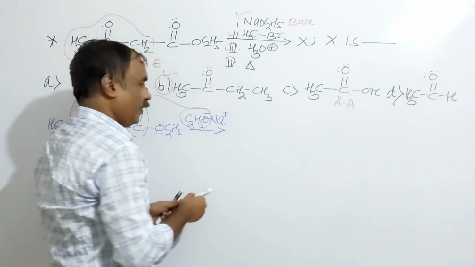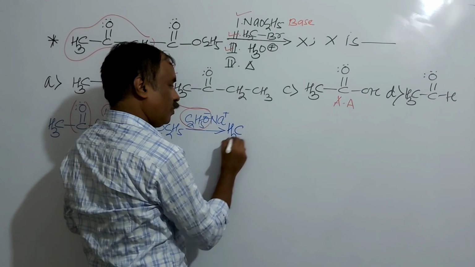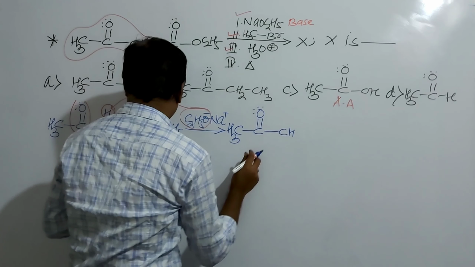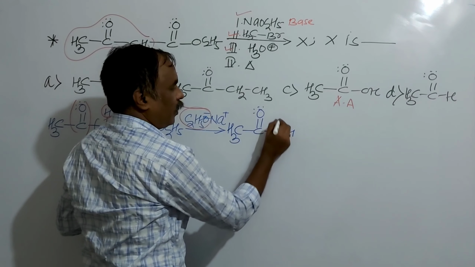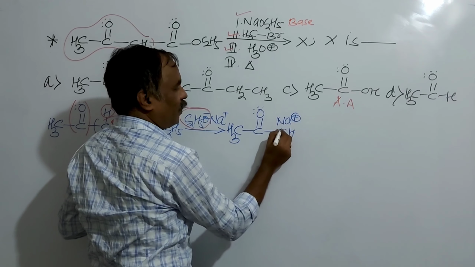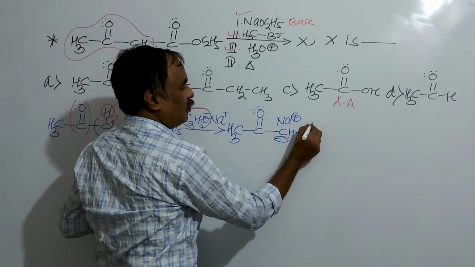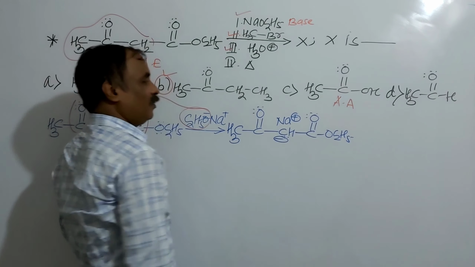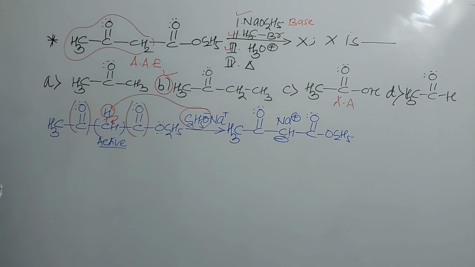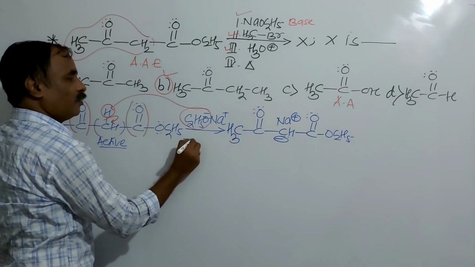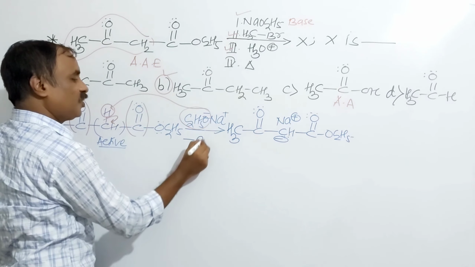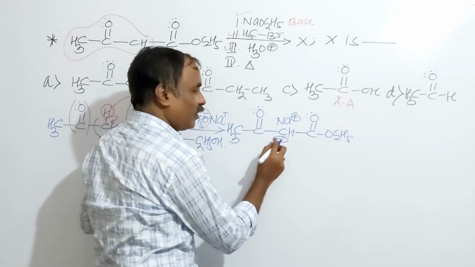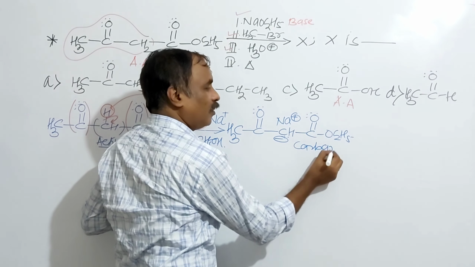And here it is CH3 C double bond O. Now here it is CH minus, Na plus will be here, with a lone pair of electrons, C double bond O, OC2H5. Isn't it? And on abstraction by the base, C2H5OH, ethyl alcohol, is given out. So this is a carbanion. A carbanion.